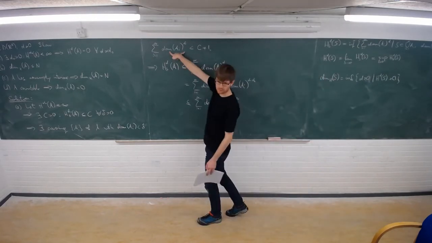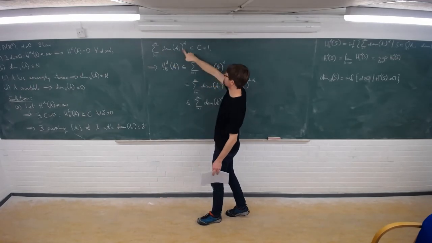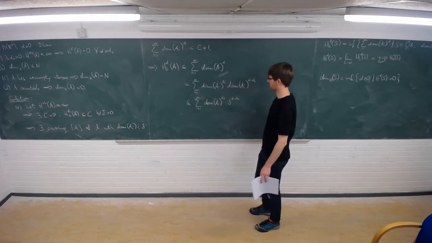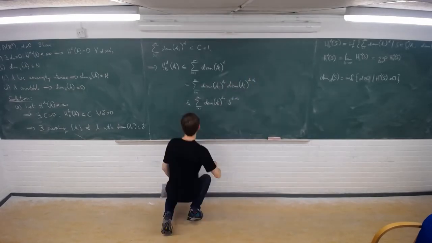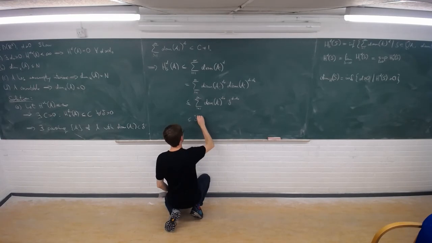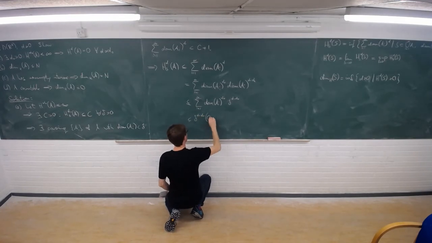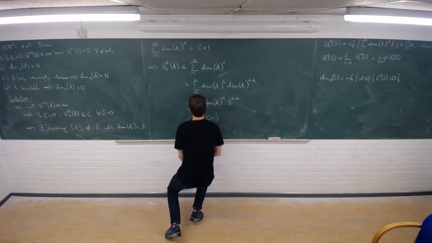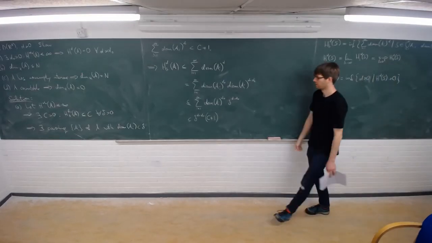And now we can use this inequality, right? The sum of the diameter of the A_i to the power D0 is bounded by C plus 1. Here we precisely have this sum with power D0, so this is less than delta to the power D minus D0 times C plus 1. Okay, but this is nice.